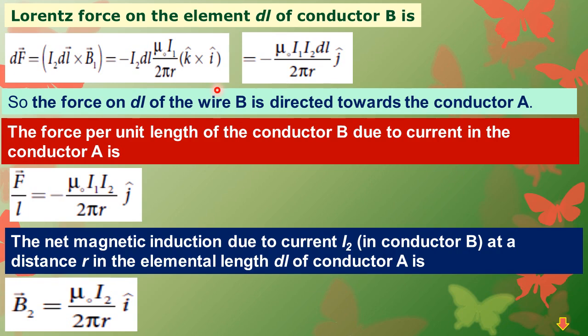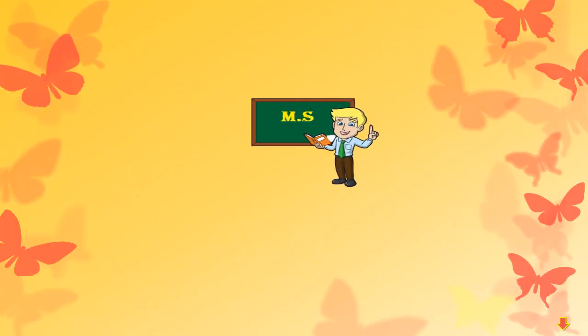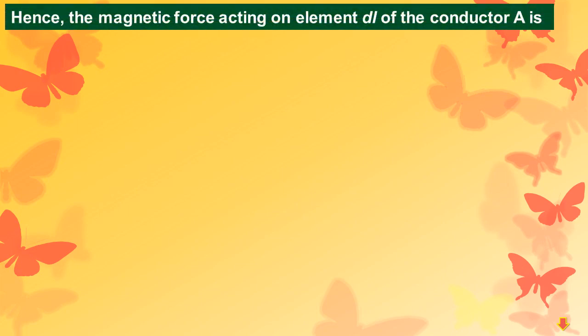I remember you, this B1 vector is equal to mu naught I1 divided by 2 pi r into I cap in the previous one. Now B2 is equal to mu naught I2 divided by 2 pi r into I cap. From the thumb rule, the direction of magnetic field is perpendicular to the plane of the paper and outwards, that means arrow out of the paper, that is along the I direction.